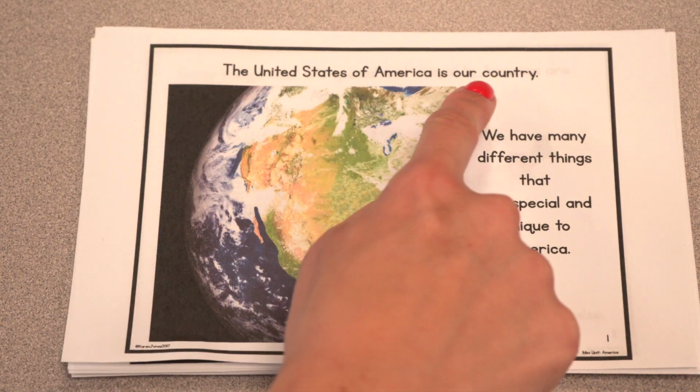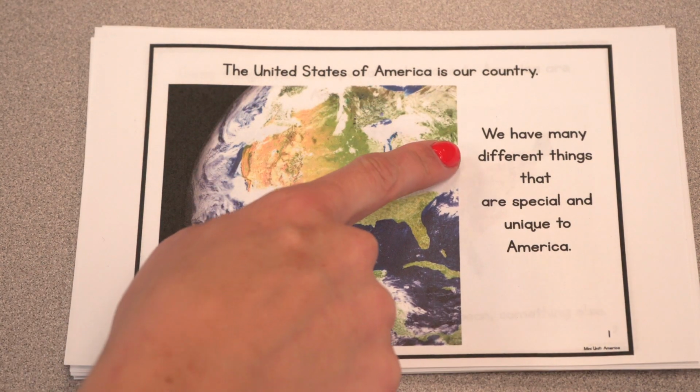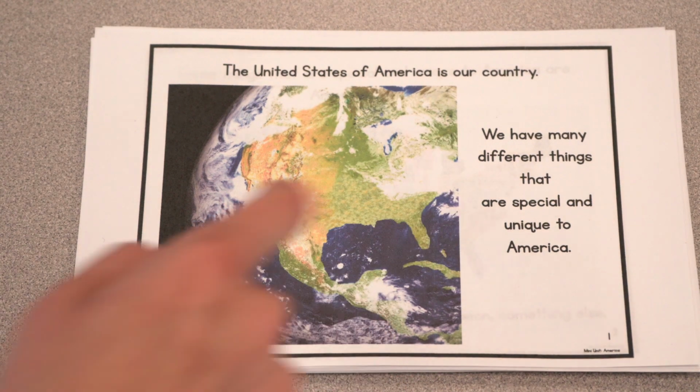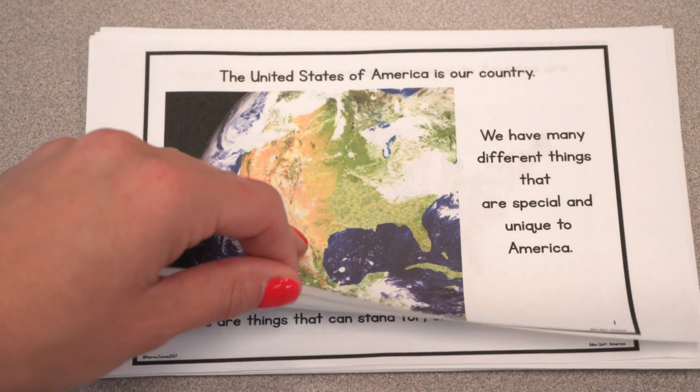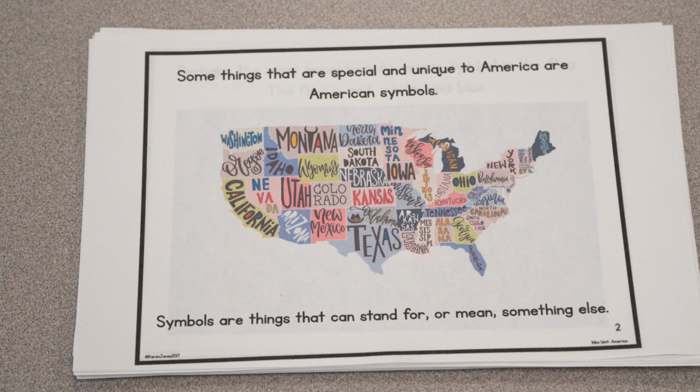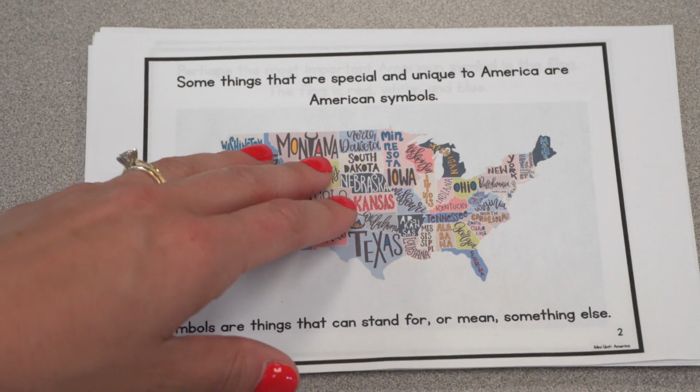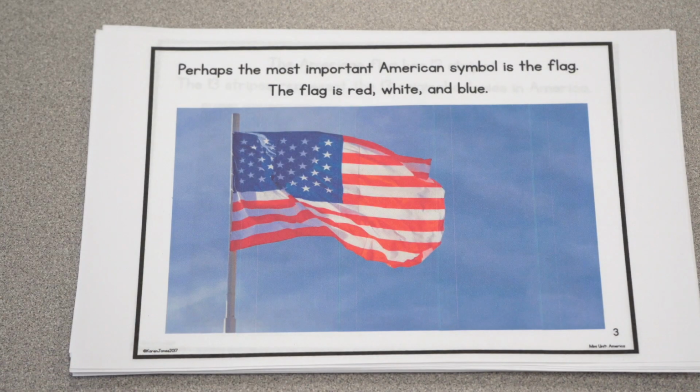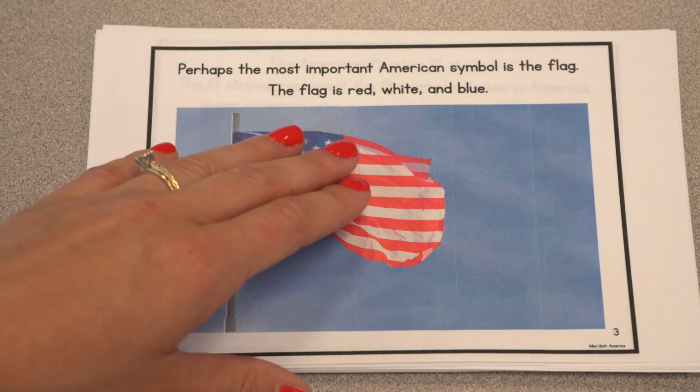The United States of America is our country. We have many different things that are special and unique to America. Some things that are special and unique to America are American symbols. Symbols are things that can stand for or mean something else. Perhaps the most important American symbol is the flag. The flag is red, white, and blue.